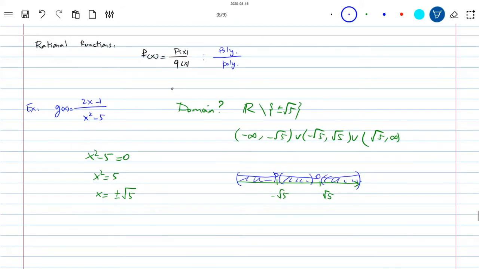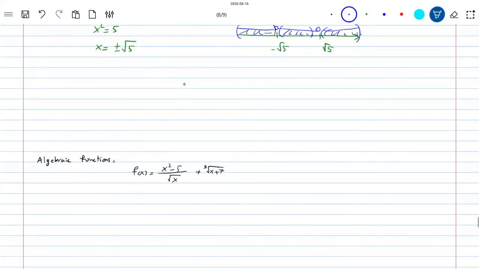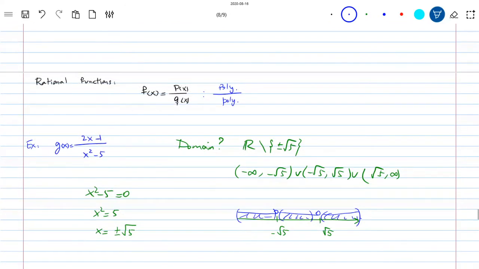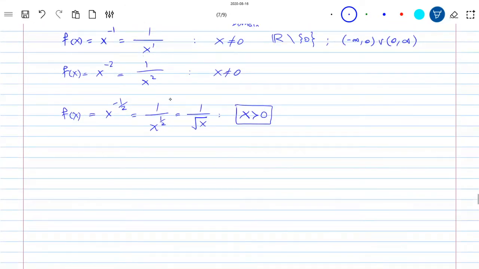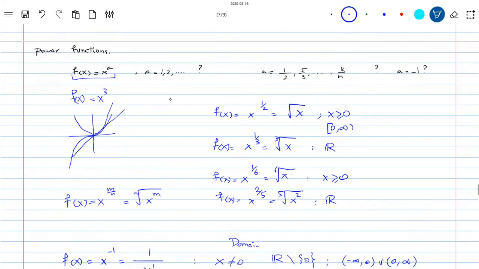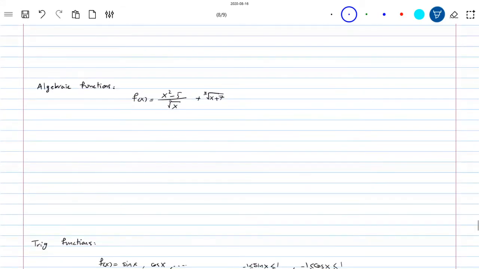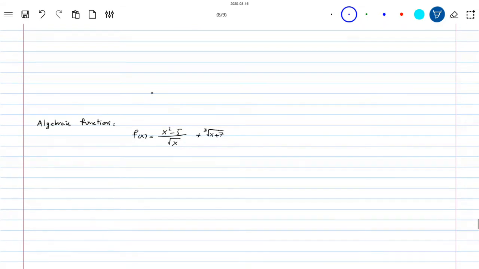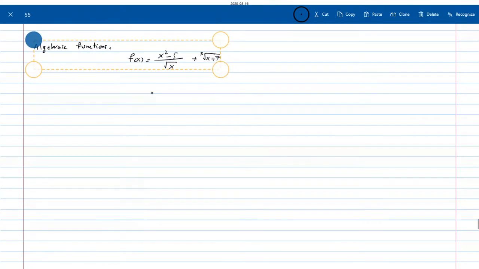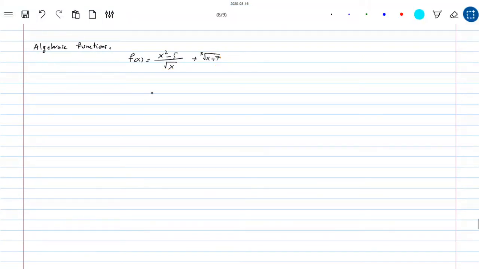Rational functions are not too complicated. There is the algebraic function, which is a combination of rational functions, polynomials, power functions, square roots, everything combined together. What we call it is an algebraic function. That means it's a combination of addition, multiplication, all those operations added together. Let me move this up a bit. The algebraic function, I wrote an example earlier just to discuss it.